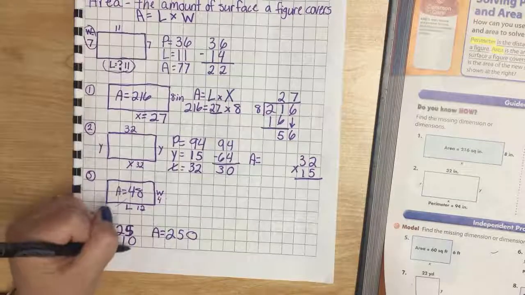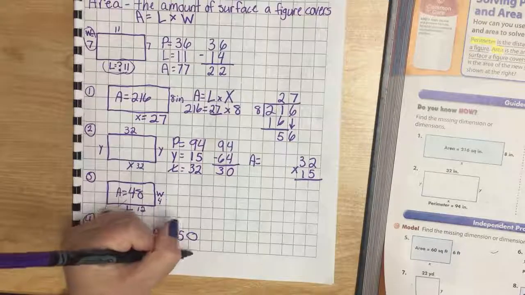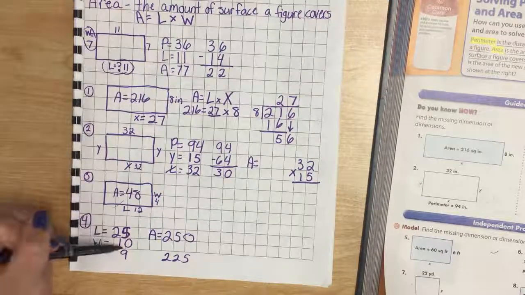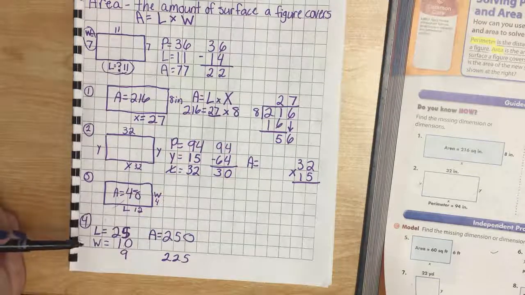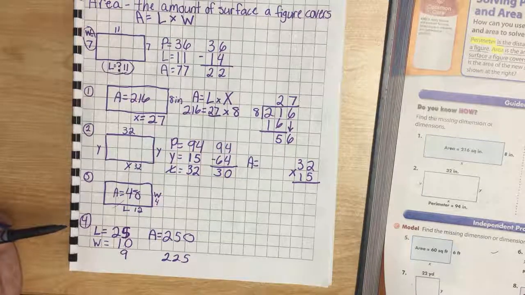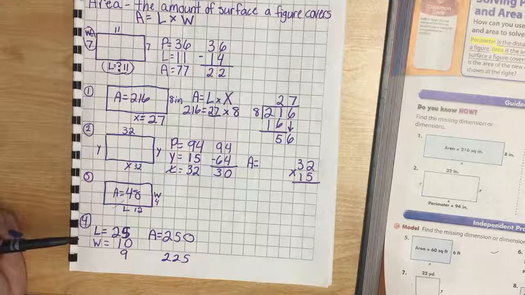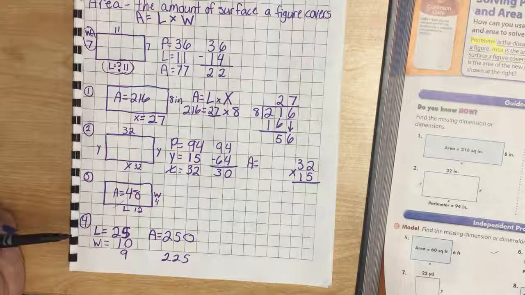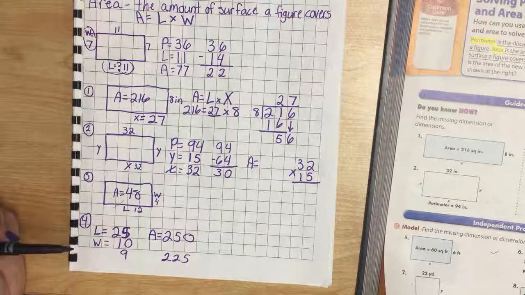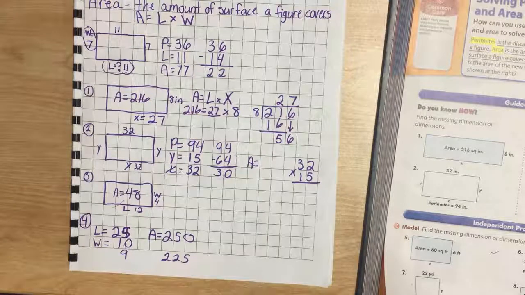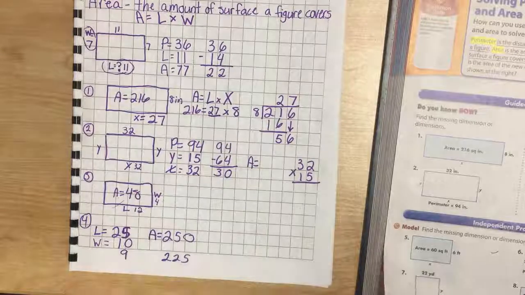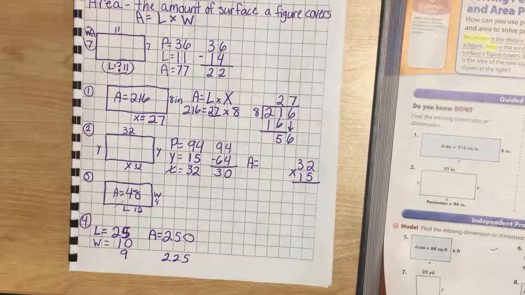That would be 225. I could do 10, which is 250. I could do 11, which is 275. I just can't do 12, and I can't do 8. So again, it's just coming up with your multiplication facts. That's all it is. So what you're going to do now is answer the rest on your own, and then we'll go over it together.